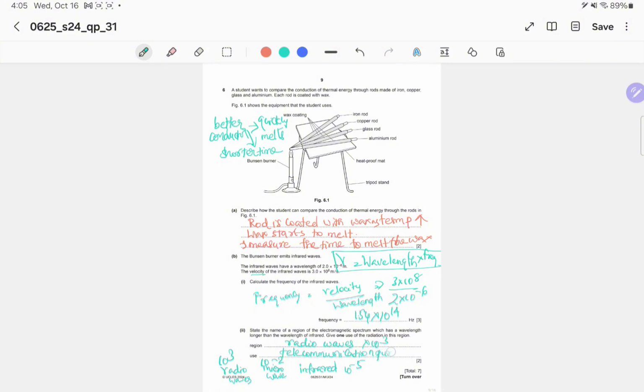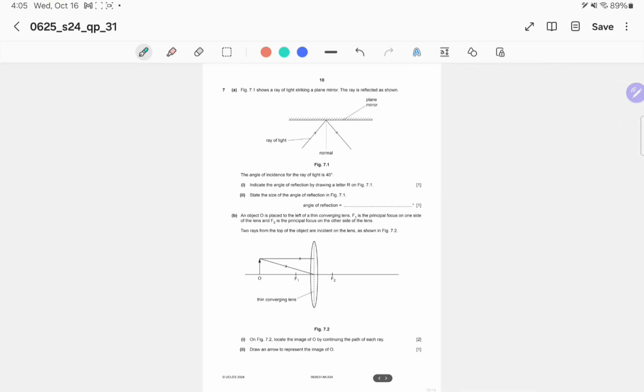That is in mobile phones, FM, TV, whatever it is you write, the answer will be there. Seventh question shows a ray of light striking a plane mirror. The ray is reflected as shown. They have also given the ray of reflection. The angle of incidence for the ray of light is 40. Indicate the angle of reflection drawn by the letter R.